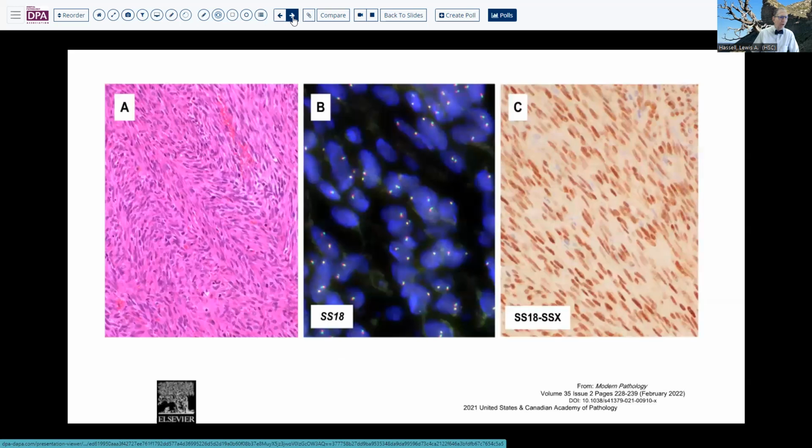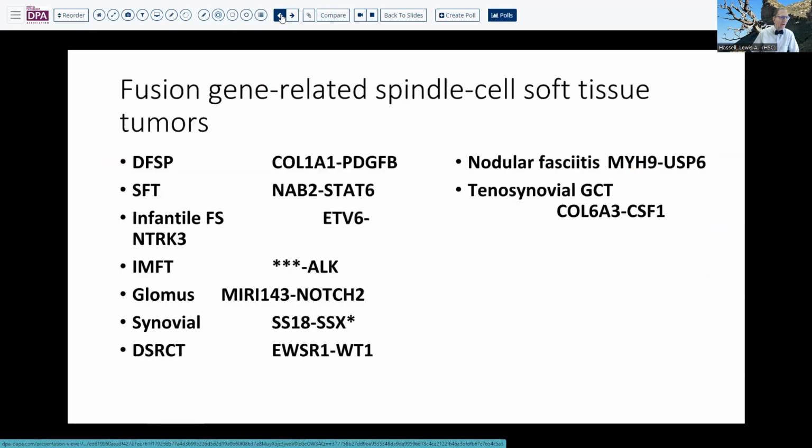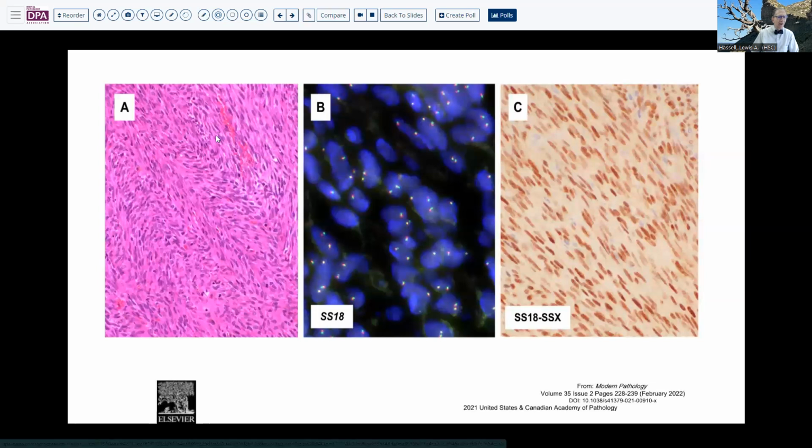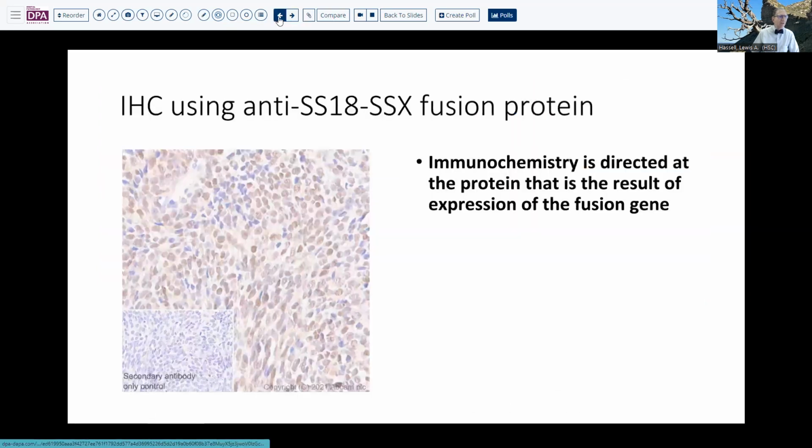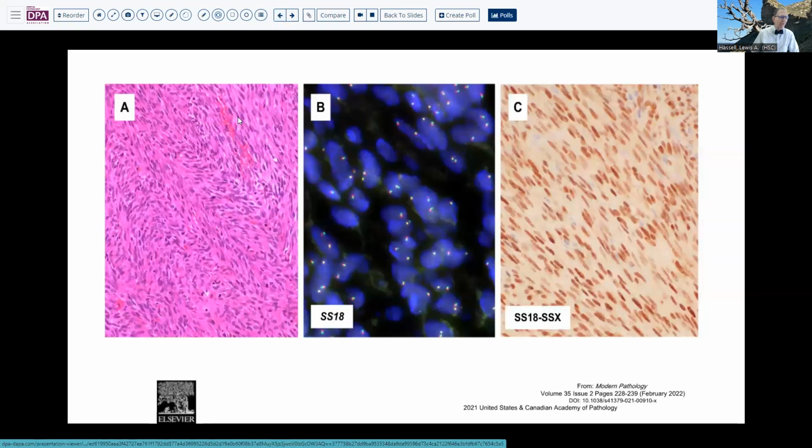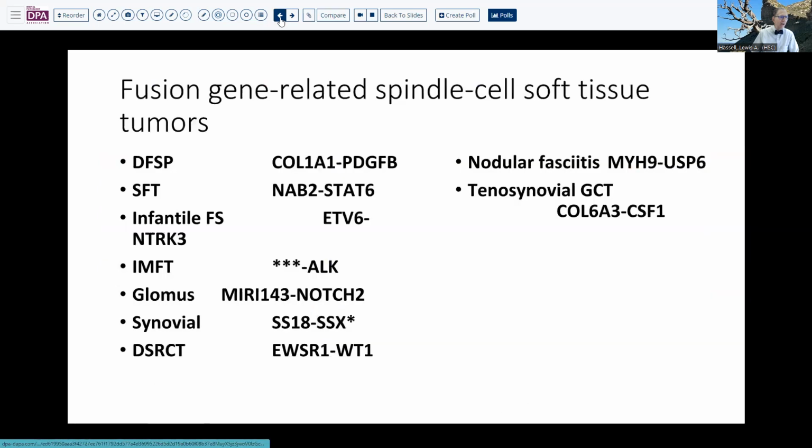And that might include various things like, let's see if I go back here. Well, I don't think I have the correct panel here. Let me see if the next slide has it. So that can include a variety of immunohistochemical tests that we might consider in looking at this panel of lesions.